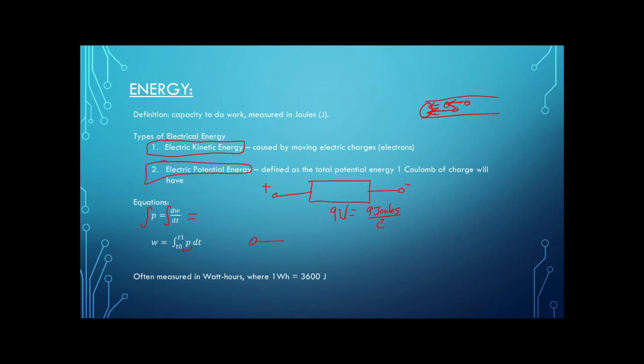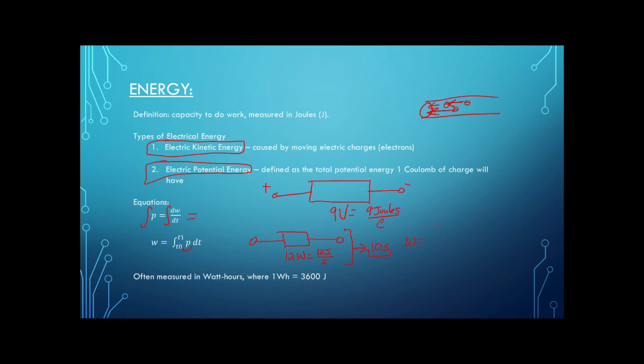So for example, let's say we have a circuit element and we know that it consumes 12 watts of power. That means it is consuming 12 joules of energy every second. And we want to know how much total energy this circuit element consumed in 10 seconds. So how would we find the total energy consumed in 10 seconds?